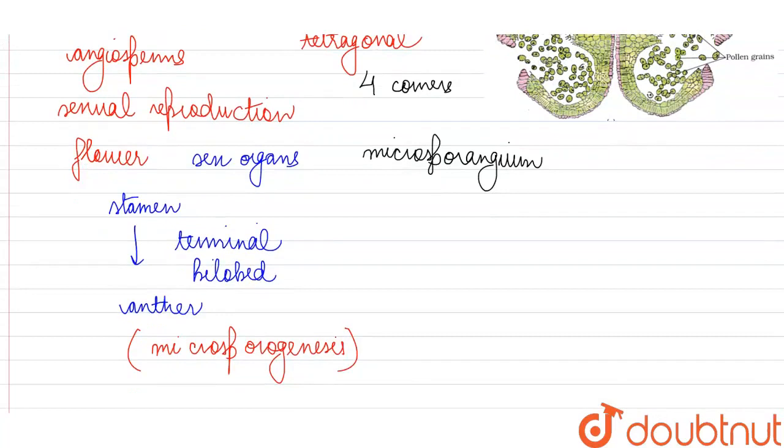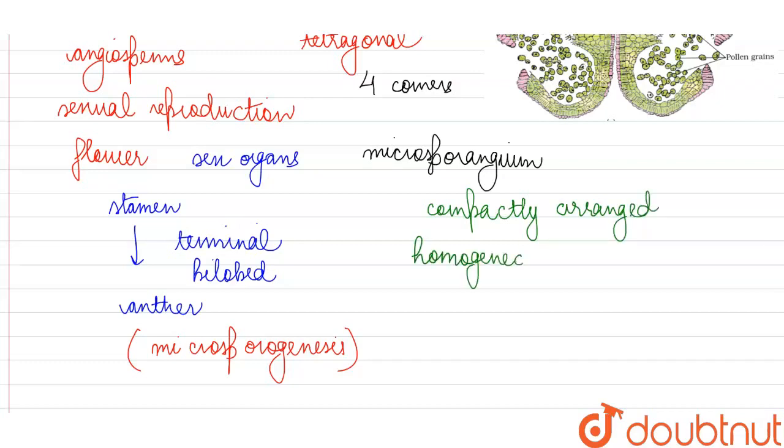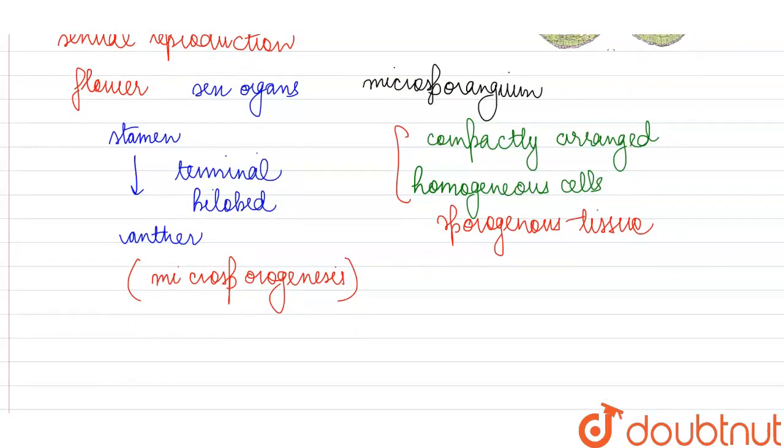We see that there is a mass of compactly arranged homogeneous cells inside the microsporangium, and this mass of cells is known as the sporogenous tissue. Now, all of the cells in this sporogenous tissue are capable of microsporogenesis, but some of these cells are going to differentiate to become the pollen mother cells.